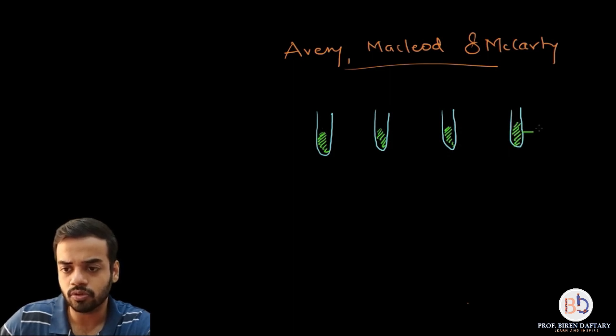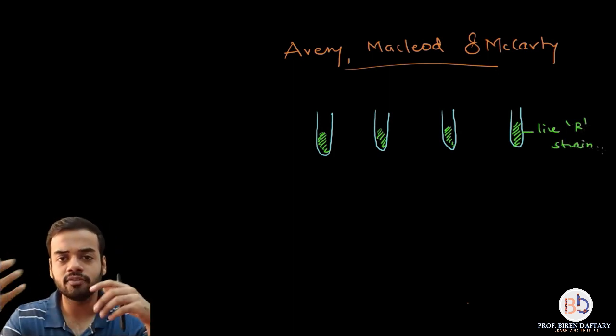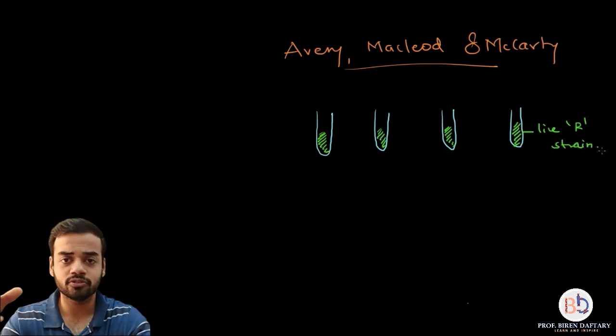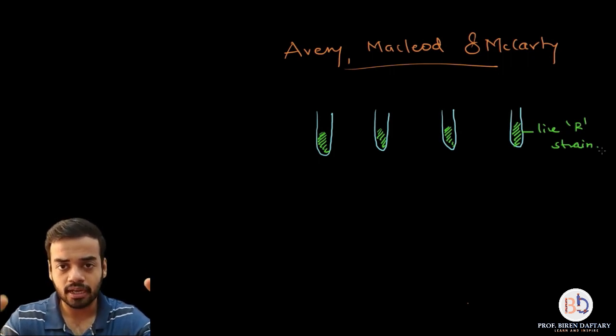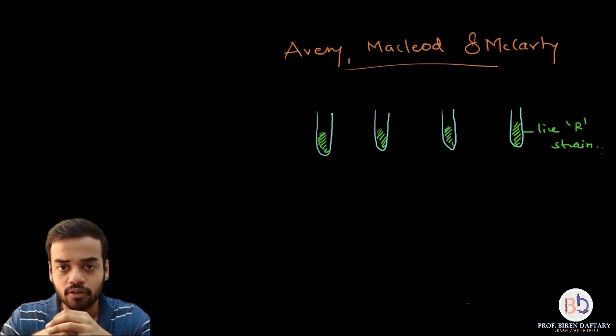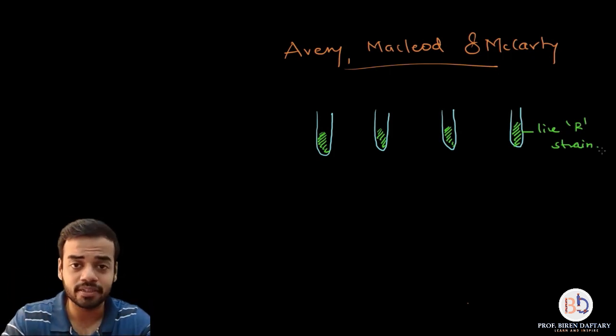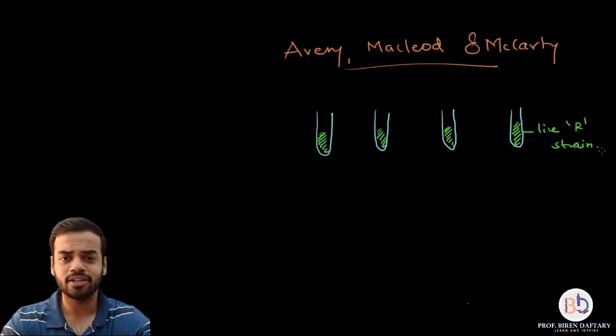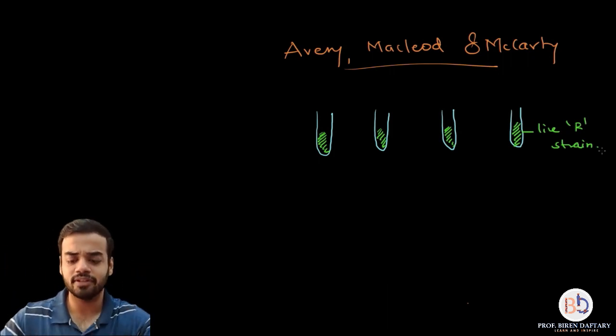Okay, so I'm just going to label it live R strain. Now, what did they want to prove? They wanted to prove that DNA was the transforming principle, or DNA is responsible for transformation. So what they did was they heat killed the S strain, okay, and they separated all the components of the S strain bacteria. For example, they separated the lipids, they separated the carbohydrates, proteins, DNA, everything.